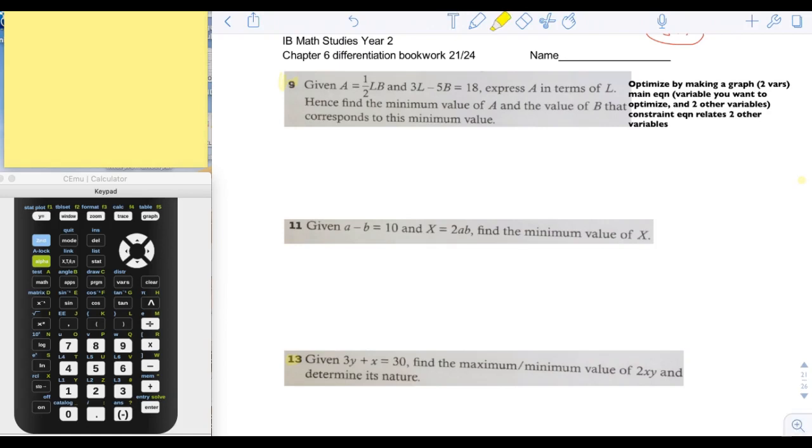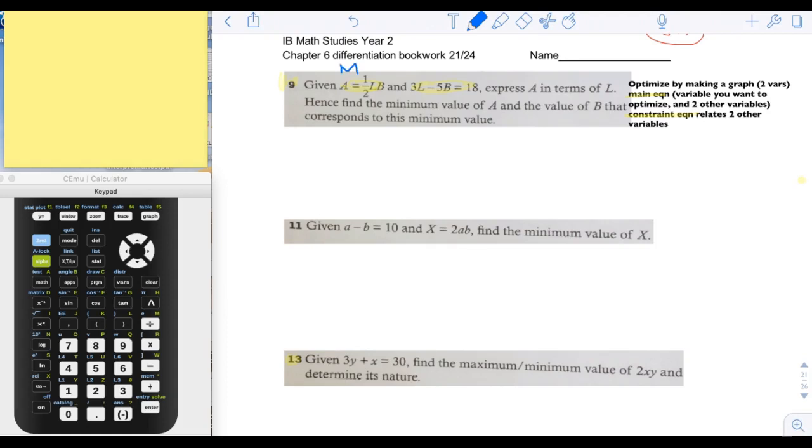Just to remember what these equations are called, we have the main equation and the constraint equation. The main equation has three variables total. One of the variables is the amount that you want to optimize, to make the highest or lowest possible. The constraint equation relates the other two variables that aren't the optimization variable. Let's take the first problem, and it gives us two equations. It doesn't tell us which is which, but because the left one has three variables, a, l, and b, and the right one has two variables, l and b, we know that the left is the main equation and the other is the constraint equation.